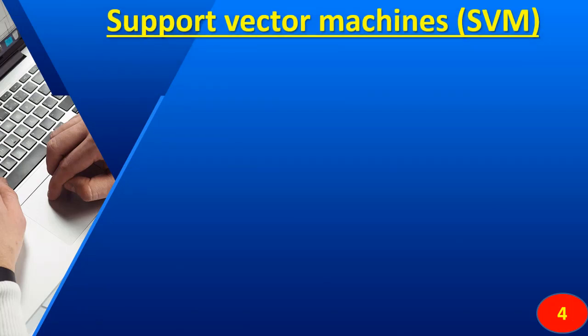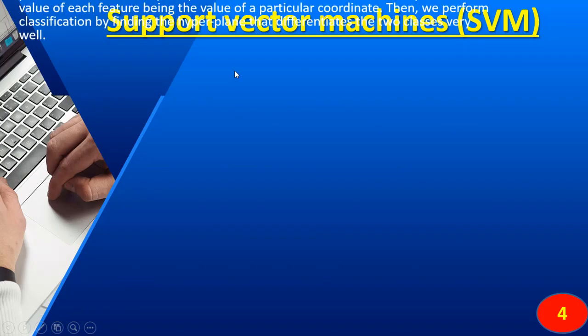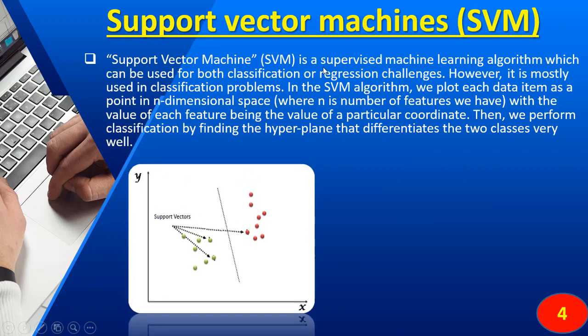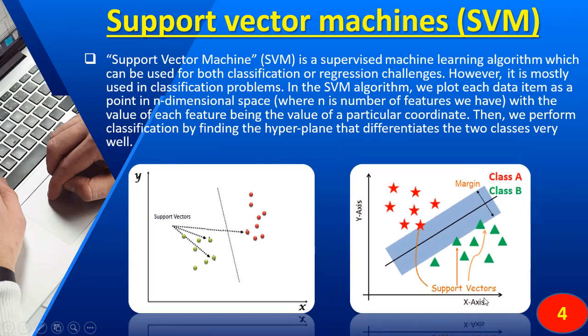Now we discuss what is SVM. The full form of SVM is support vector machine. Support vector machine is a supervised machine learning algorithm which can be used for both classification and regression challenges. However, it is mostly used in classification problems like this image. SVM is based on the idea of finding a hyperplane that best divides a dataset into classes, as shown in this image.